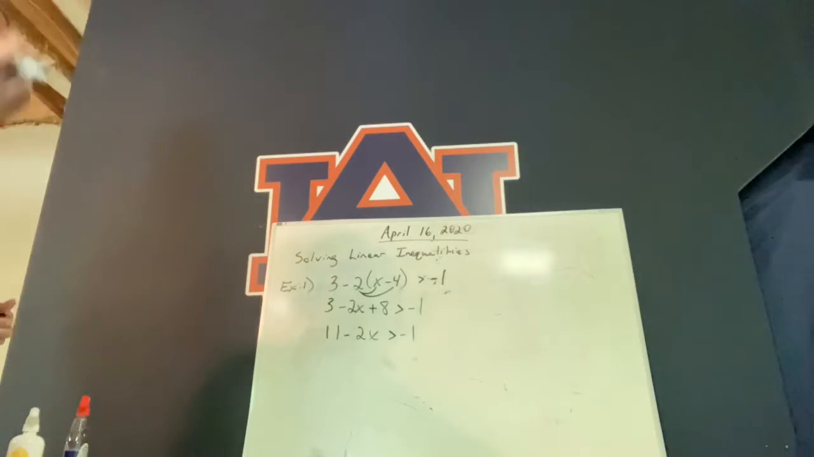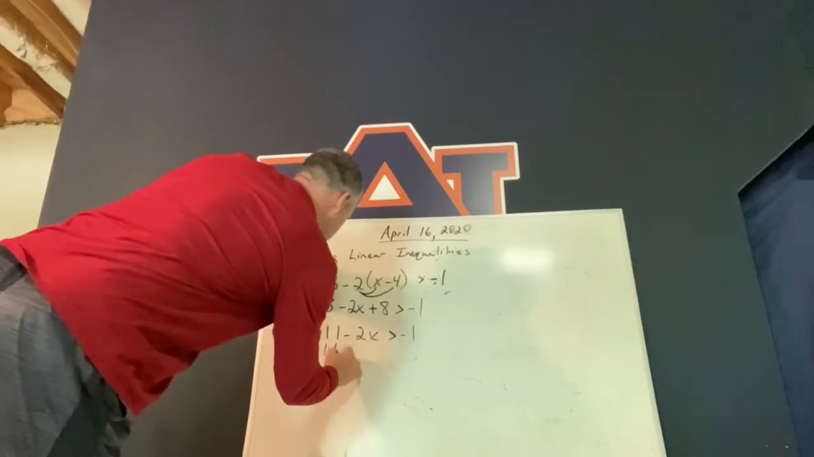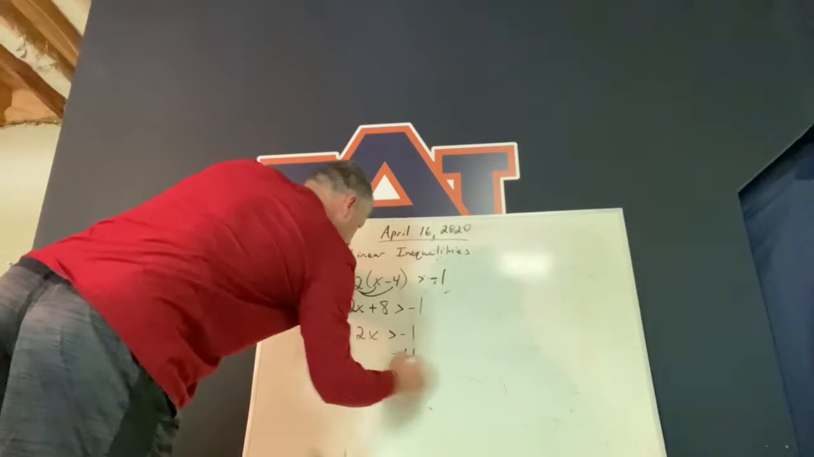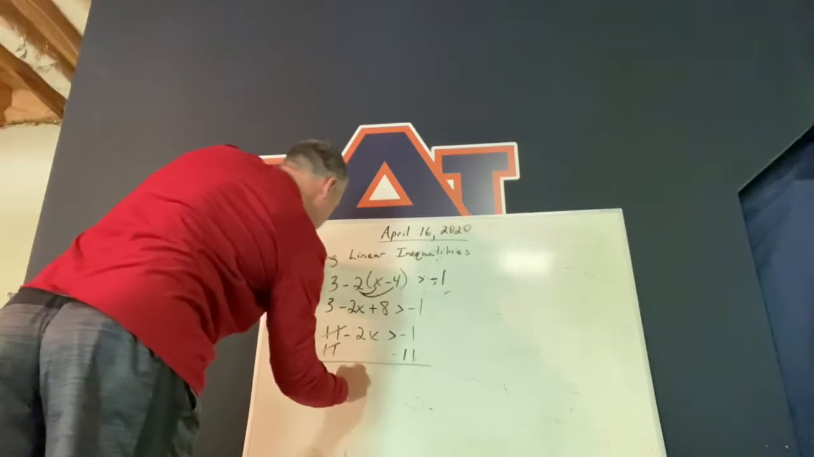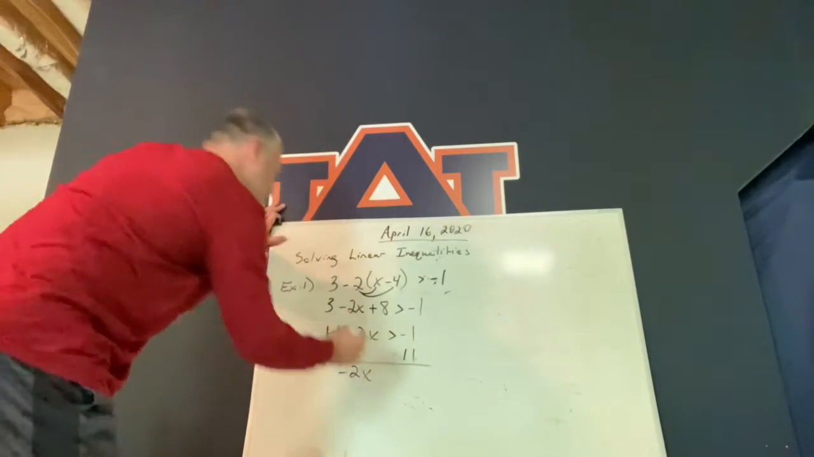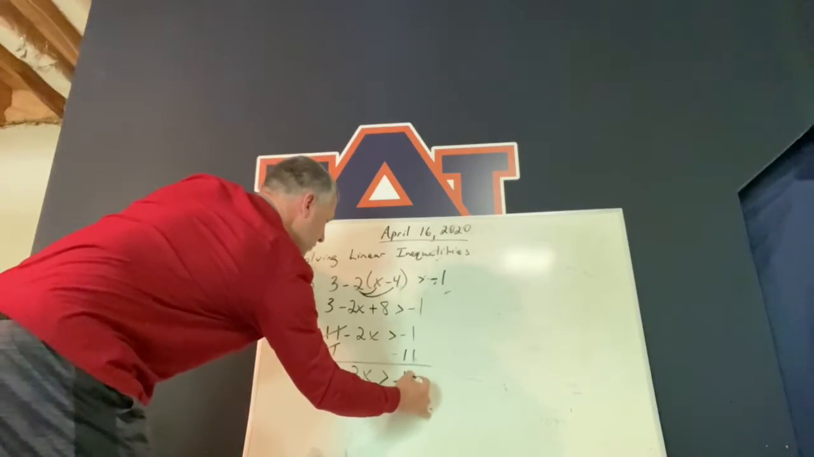Now, again, I want to solve for x, so I'm going to subtract the 11 from both sides. Still, we're just subtracting 11, so that's no problem. -2x is greater than, in this case, -12.